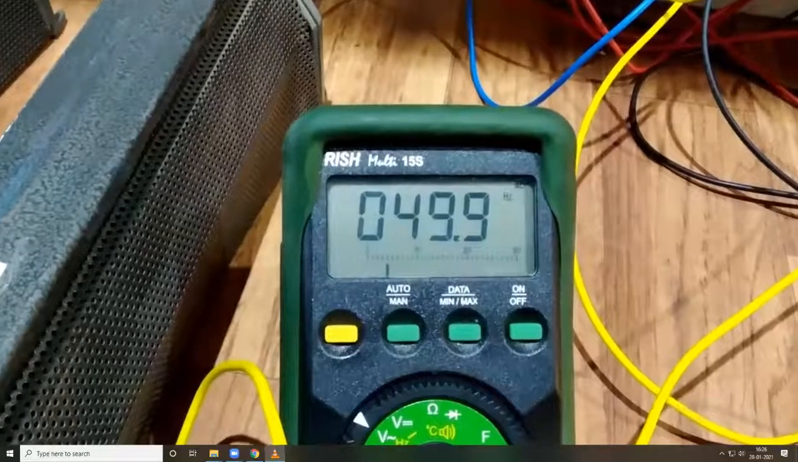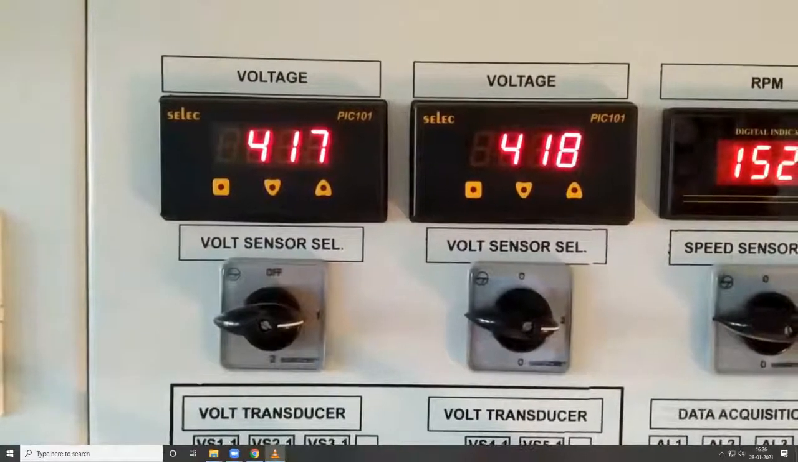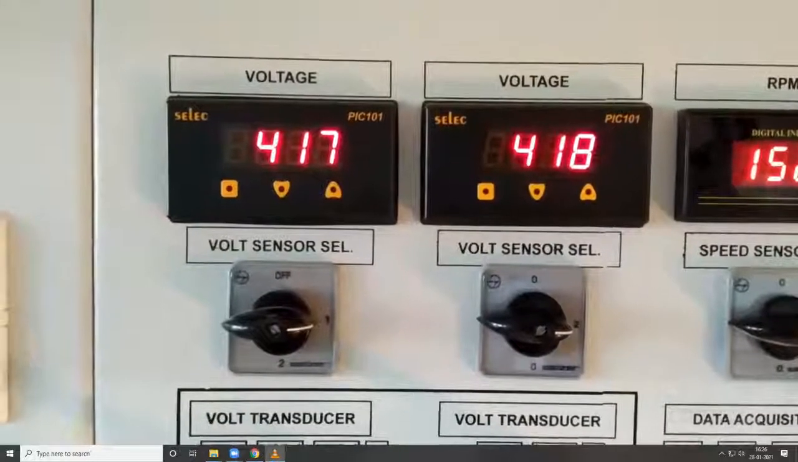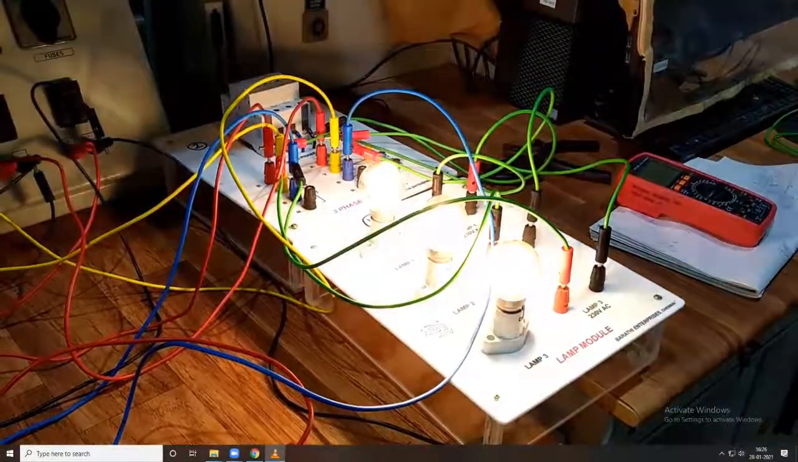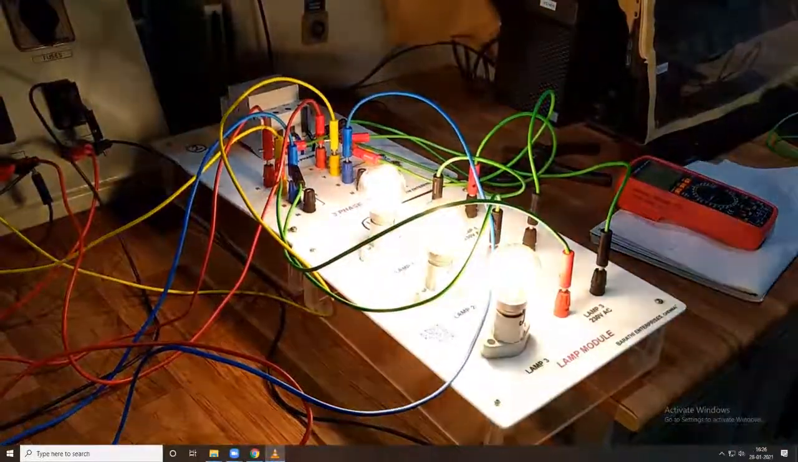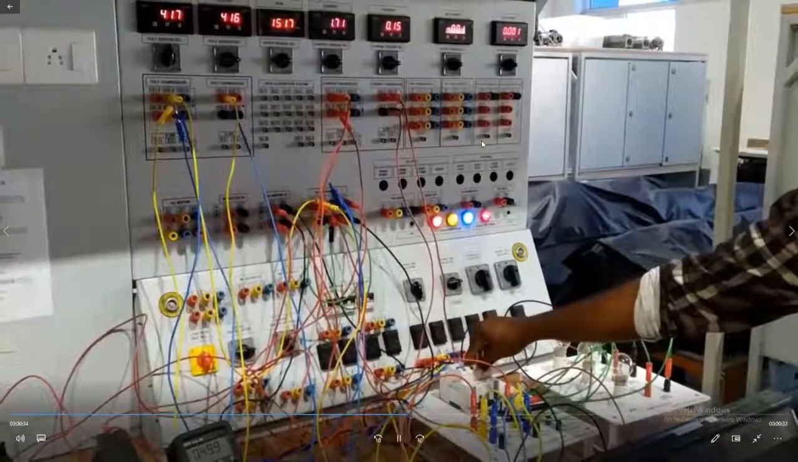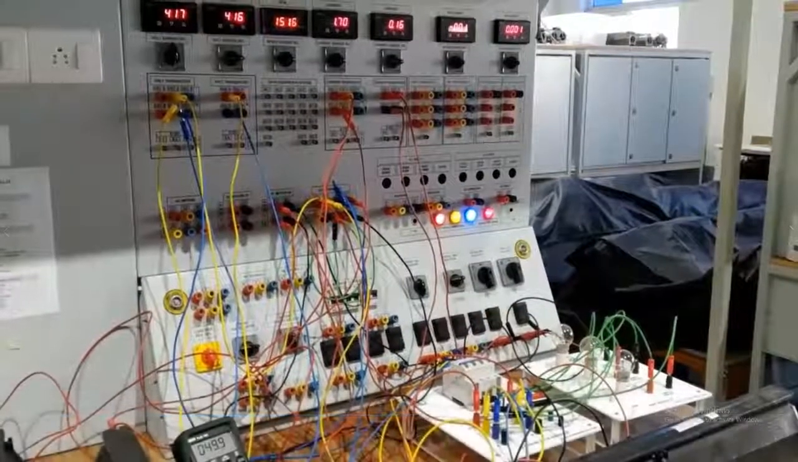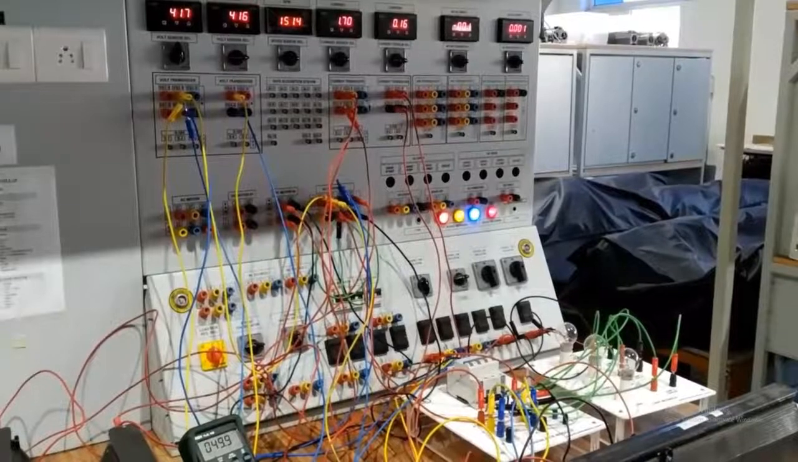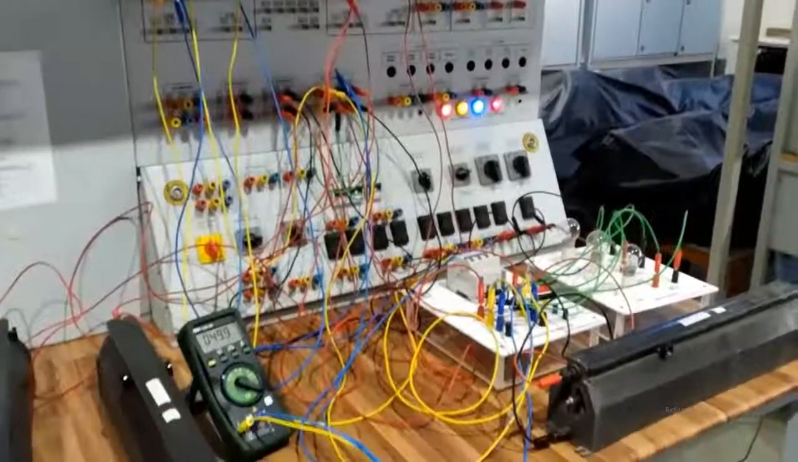Match the alternator voltage and frequency to the busbar values. Now observe the condition of the lamps. The lamps are flickering very slowly. Close the synchronization switch when all the lamps are dark. As the potential difference is 0 and frequency is the same, the lamps are in dark position only. The alternator is synchronized with the busbar.